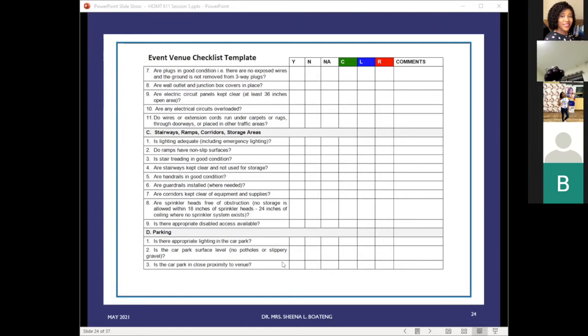Now look at the other one. It has to do with stairways, ramps, corridors, and storage access. So they're asking the ramps in the place, especially for the disabled, do they have non-slip surfaces? Because you know the ramps are smooth and curved, isn't it? So if it is not non-slip, somebody can slip with their wheelchair and fall on it.